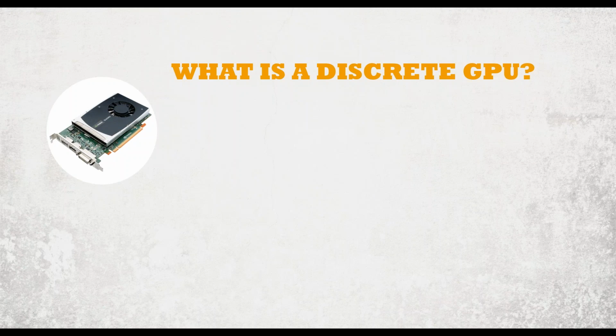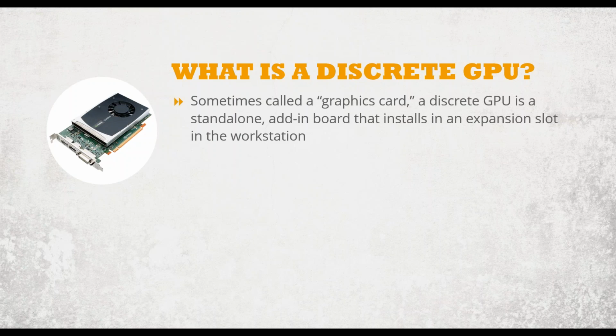Let's flip over to the other side of the coin, which is a discrete GPU. We've got a picture there of a board that you can just kind of look at for reference. A lot of times you'll hear these called a graphics card. A discrete GPU is a standalone add-in board. It goes into an expansion slot in the workstation, taking up space, consuming power. We'll talk a little bit more about those parameters.